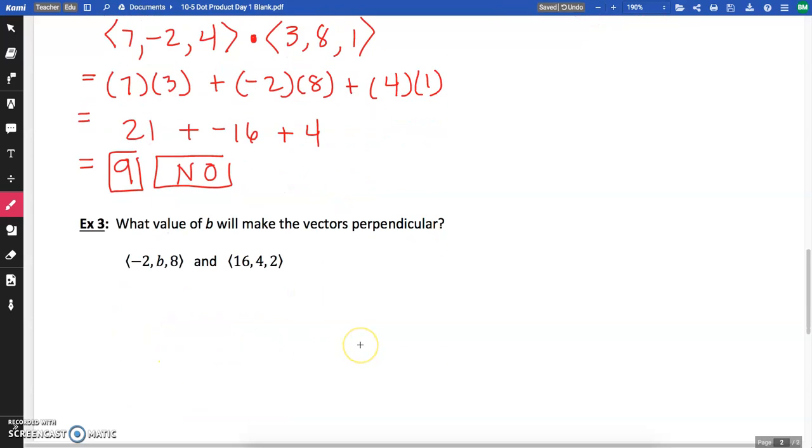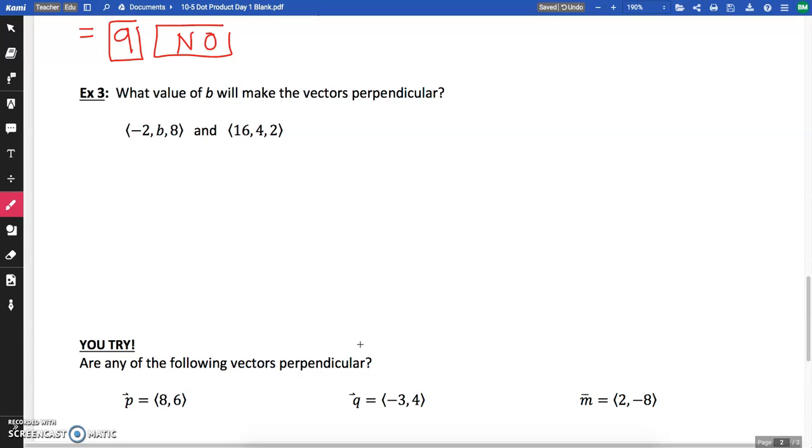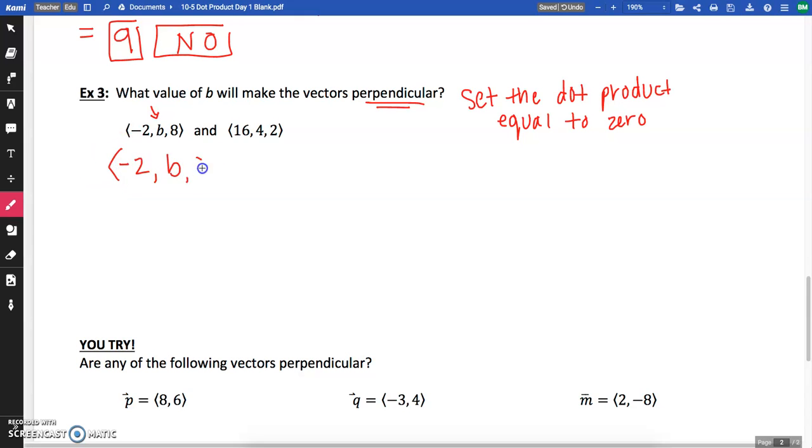And our very last problem together here. So this is kind of going backwards a little bit from the dot product. It says what value of B will make the vectors perpendicular. So here we have a missing piece of this three-dimensional vector. So if we want to figure out that value, we're going to just set the dot product equal to 0, because we know that it should equal 0 for the vectors to be perpendicular. So we have negative 2, B, 8, dot 16, 4, 2 equals 0.